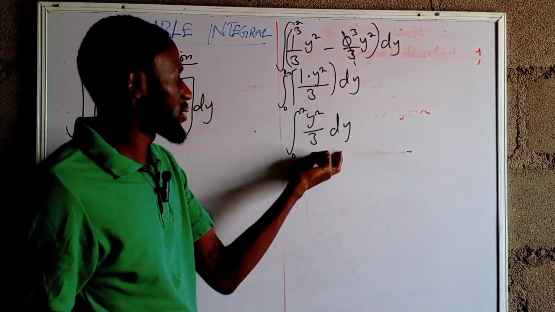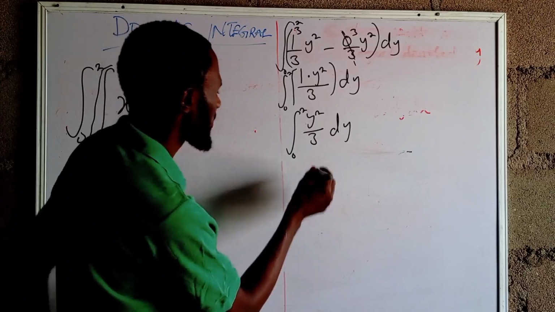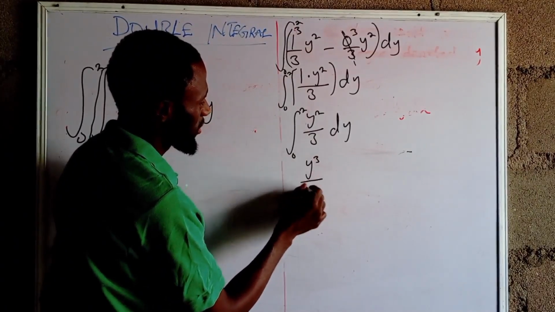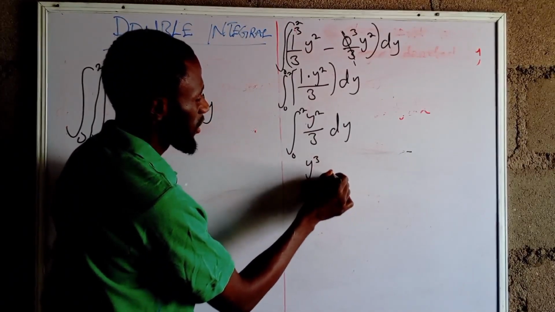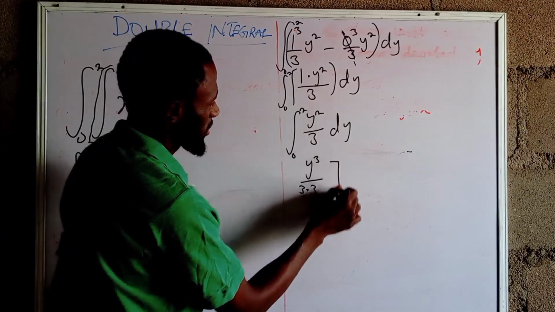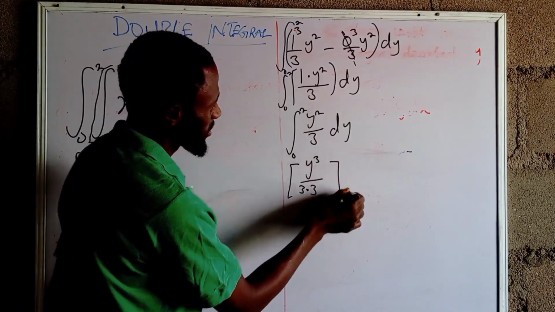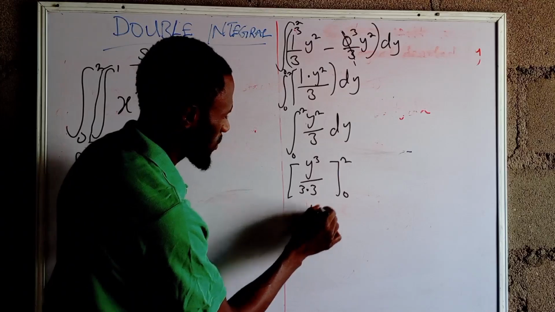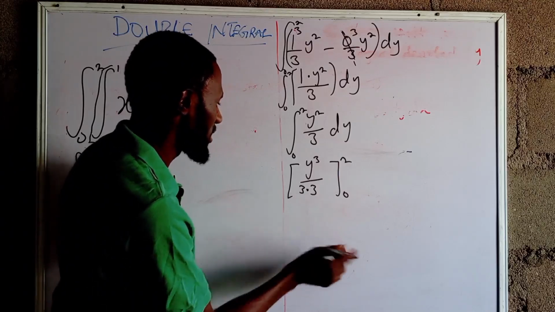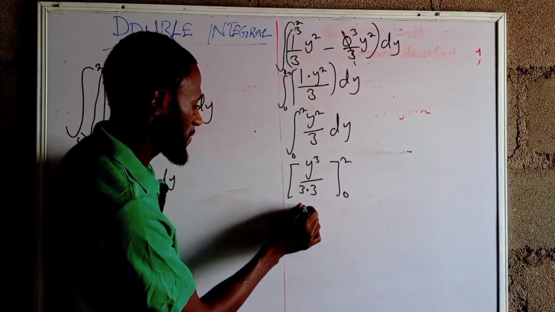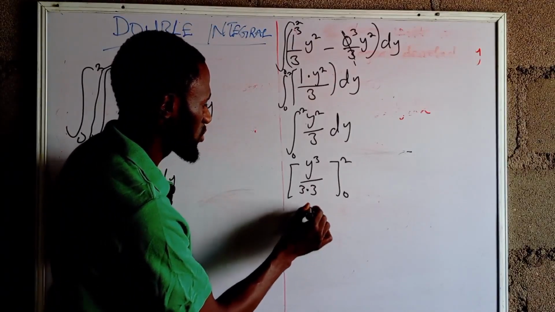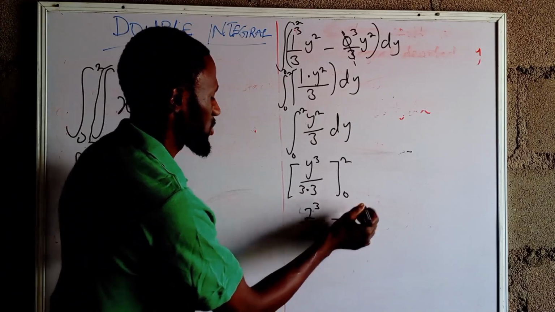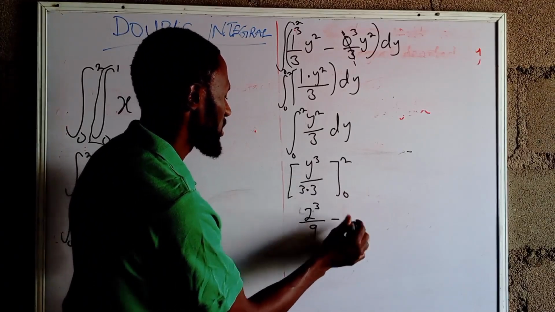Now we take the other integral, integrating with respect to y. To integrate y squared, we have y raised to 3 all over 3 times 3, with limits from 0 to 2. Let's take the limits of the integration. We have 2 raised to 3 all over 3 times 3, which is 9, minus what we get for the lower limit.